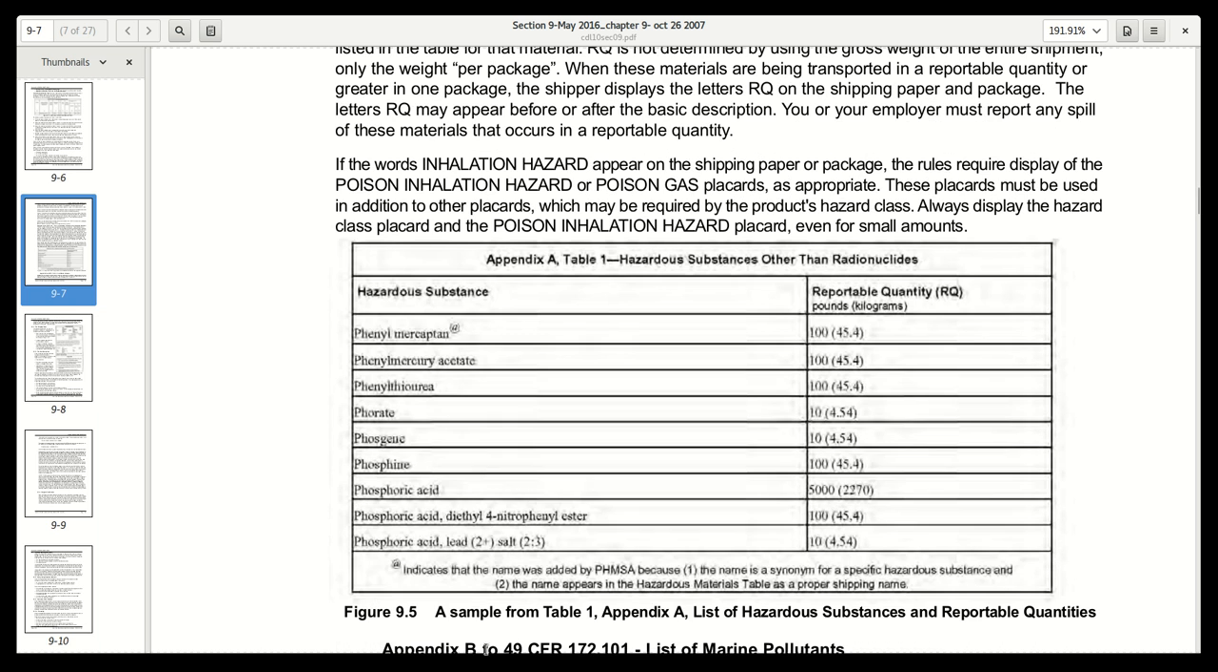Okay, Figure 9.5, a sample from Table 1, Appendix A, list of hazardous substances and reportable quantities. Hazardous substances other than radionuclides. They list the name of the substance and then the reportable quantity, RQ. The number outside the parentheses is in pounds. The numbers inside the parentheses are the kilograms. Like this is 100 pounds or 45.4 kilograms.